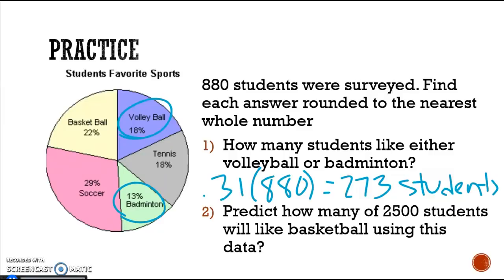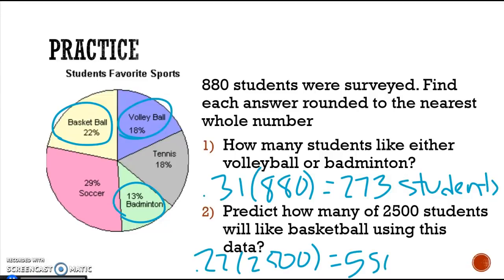And last question, predict how many of 2,500 students would like basketball using this data. Again, we can't survey 2,500 students, we're only surveying 880. We're going to use that to find how many of the 2,500 would also like basketball. So 0.22 times 2,500 equals 550 students.